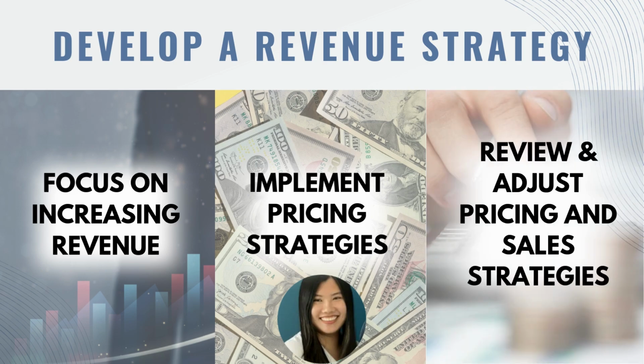And last, we have review and adjust pricing and sales strategy. This crucial final phase involves continuously monitoring the performance of your implemented pricing and sales strategies and making necessary adjustments based on results and changes in the market. The key activities in this phase might include tracking key performance indicators, or KPIs for short. We have analyzing sales data. You want to gather customers' feedback. You want to monitor competitors' actions, evaluating market conditions. You also want to identify areas for improvement and make necessary adjustments.